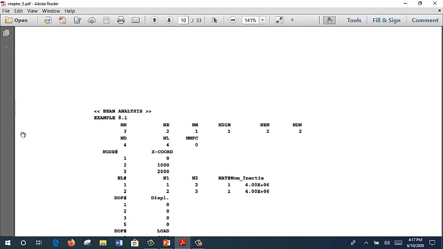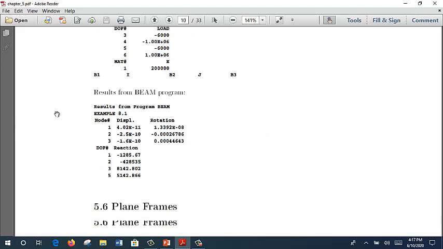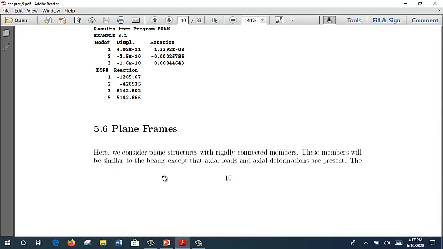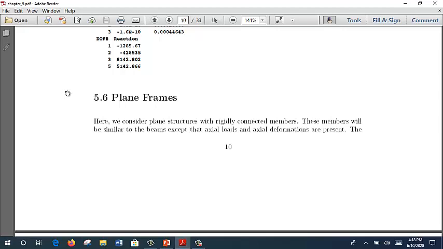Okay, now we have solved the simple beam. Now we want to continue with how to solve the beam if our problem has more than one member. It means that they have connected beams in one structure, or how we want to solve if the beam is not horizontal, meaning that it has an angle. So we need to understand and learn about the plane frame.